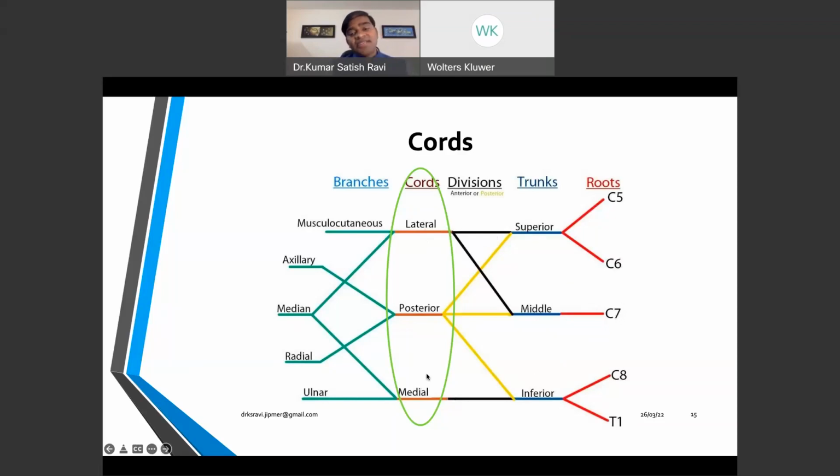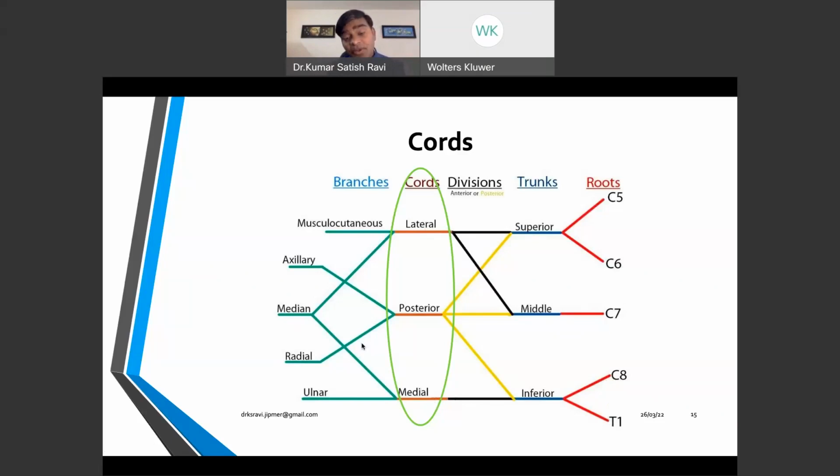Similarly, when we see the branches from the medial cord, because this medial cord is formed by the anterior division of the lower trunk, and the lower trunk is formed by C8 and T1. So basically, all the branches from the medial cord will have fibers from C8 and T1.